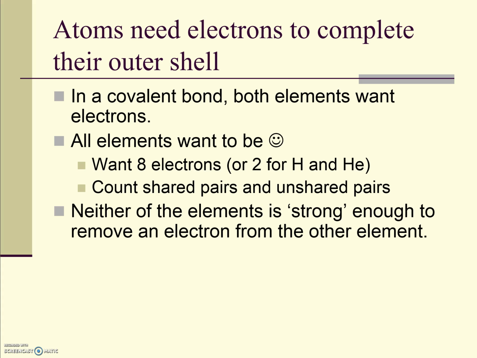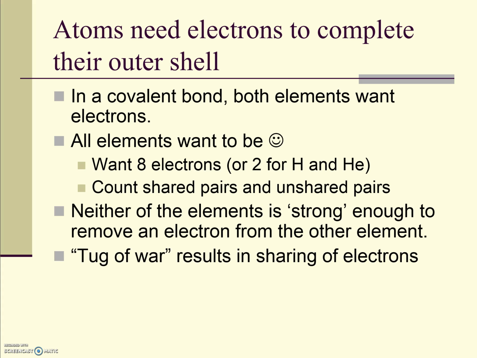So in ionic compounds, one of them wants the electron so bad and one of them wants to get rid of it so bad that there's an actual transfer of electrons. In covalent, no one's the bully enough to actually take that electron away, so they do share. It's a tug of war sharing of electrons.